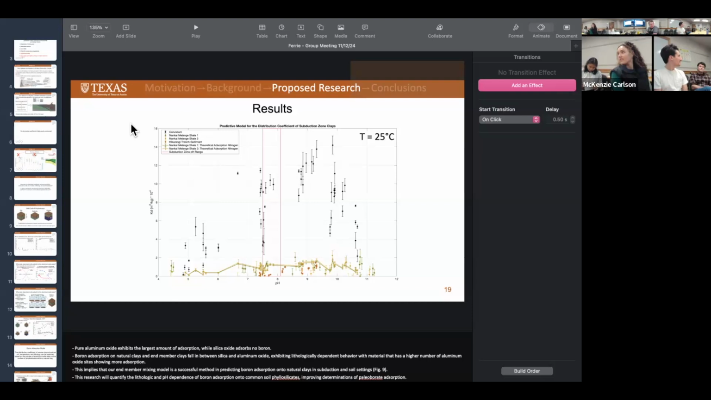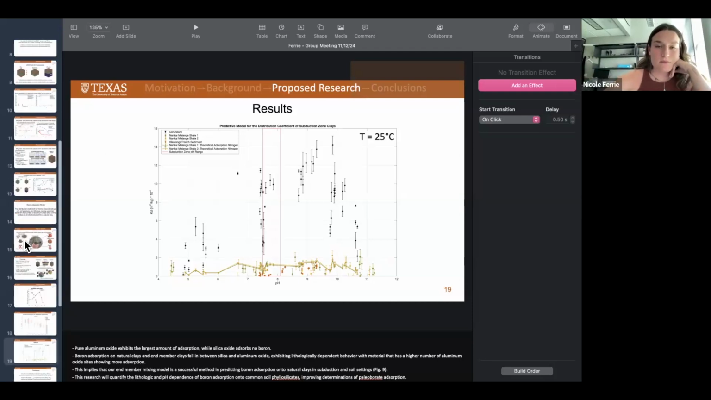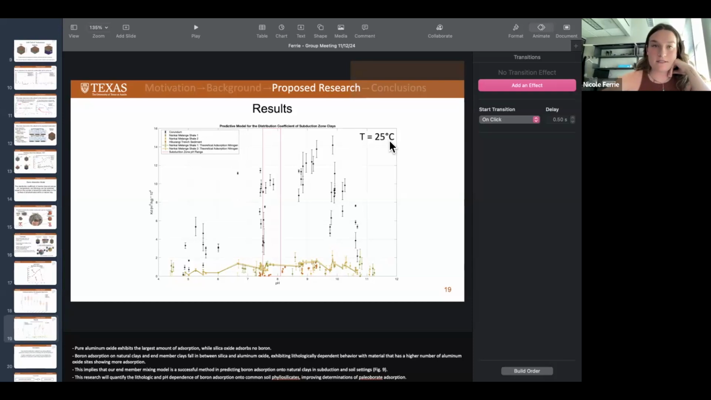There you go. Could you explain a little bit more on what your thoughts are on the differences between the two subduction zones that you mentioned? What is causing the difference in the distribution coefficient? So right now, all these adsorption experiments were only done at one temperature, 25 degrees C, or room temperature. And so we're really looking at how pH and lithology affect the distribution coefficient.